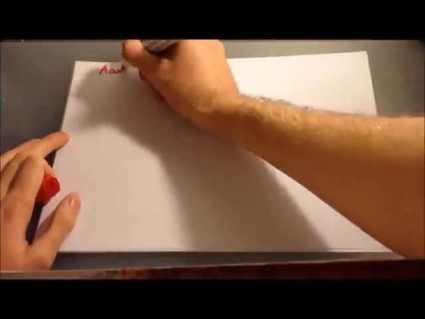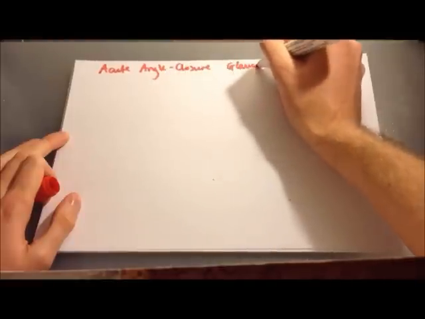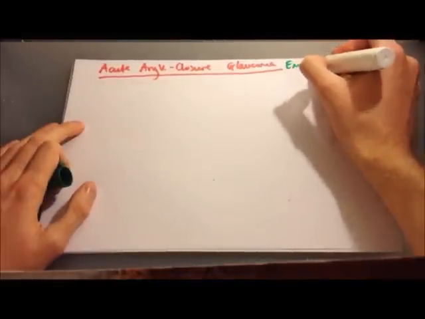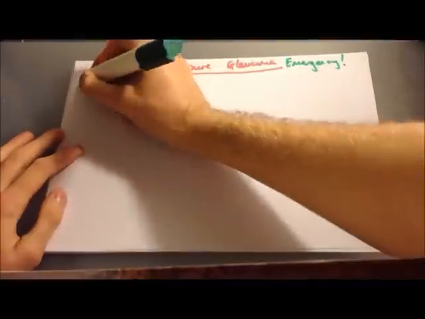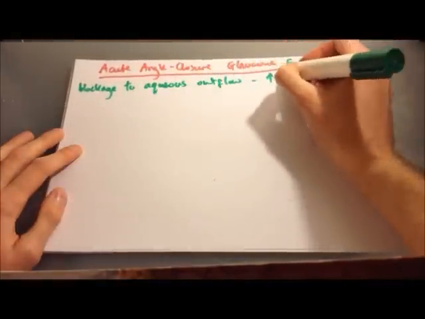So those are the two benign conditions. Let's have a look now at the more serious ones, starting with acute angle closure glaucoma. This is one of the ophthalmic emergencies, and it's caused by blockage to the aqueous outflow in the anterior chamber. It leads to a really acute, severe rise in intraocular pressure.